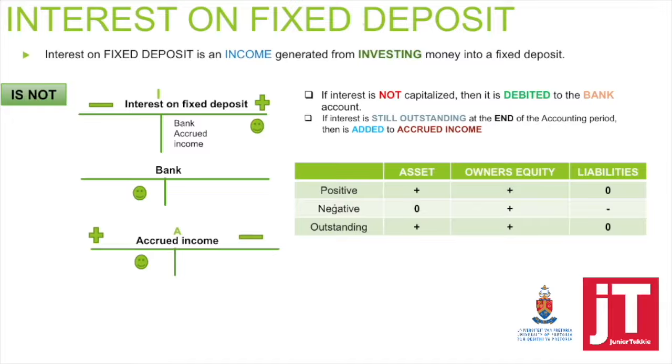Interest on fixed deposit, because my income increases, has a positive effect on the owner's equity. So now what can happen at the end of the accounting period, there's still interest outstanding. And matching says all income must be shown for this accounting period. So we need to account for that income. So when this happens, interest on fixed deposit is going to be credited and accrued income is debited. So your assets will increase.